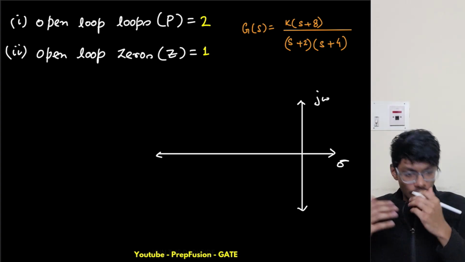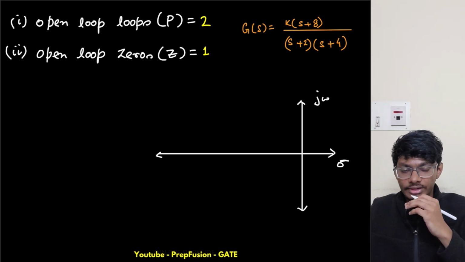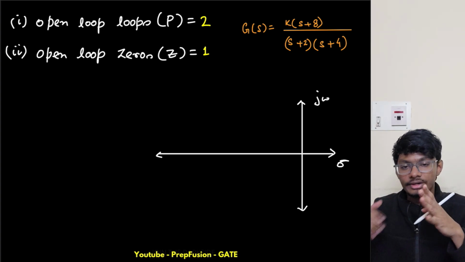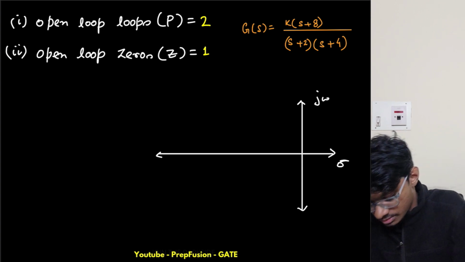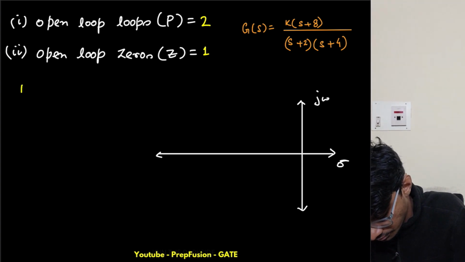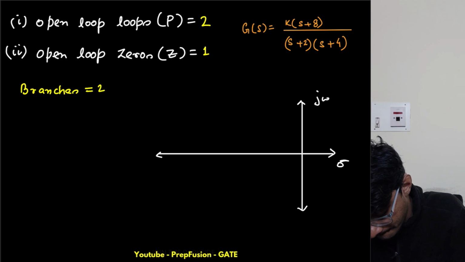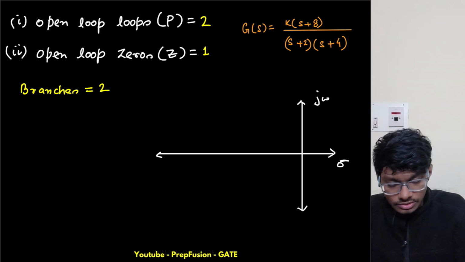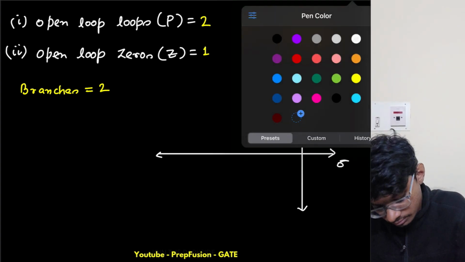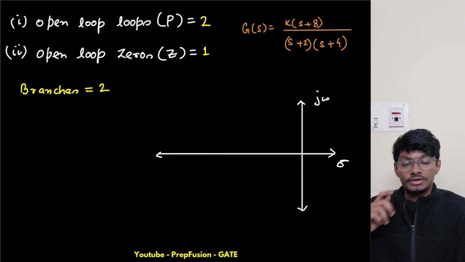Because at k tending to infinity, obviously it has to terminate at two zeros, right? Two zeros, so one will be a virtual zero. So I will have two branches, hence branches will be 2. Okay, branches will be 2. Now, what else?